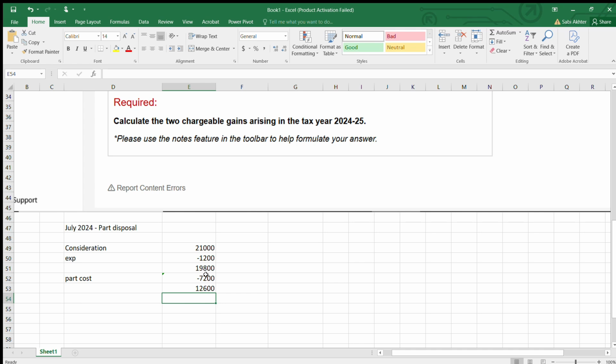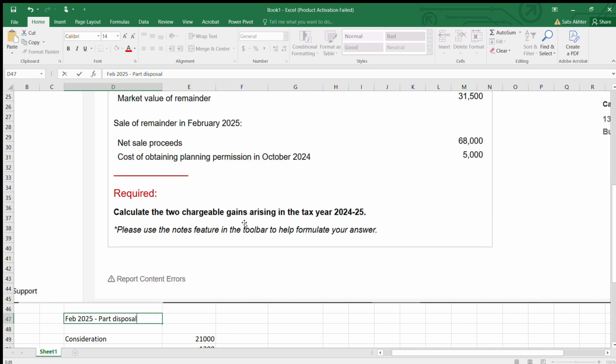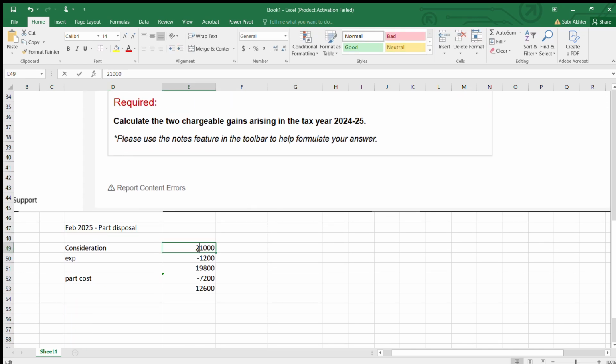Okay, now coming to Feb 2025. So we'll change this to Feb 2025. This is not a part disposal. This time it is the disposal of the remainder. So what is the sale proceed? 68,000. The net sale proceed is 68,000. So from 68,000, what do we do? Remember this 7,200, we need it. Keep it somewhere outside.